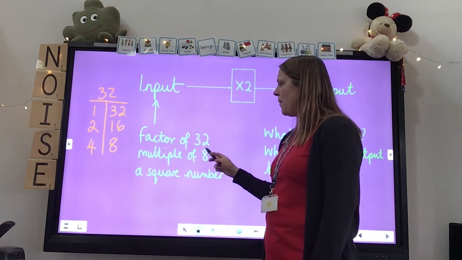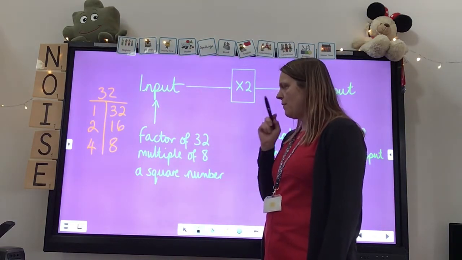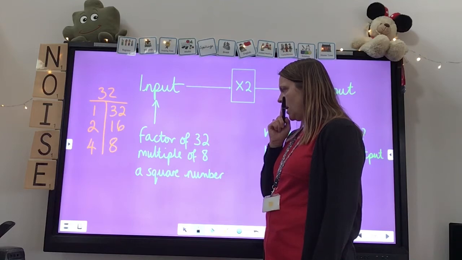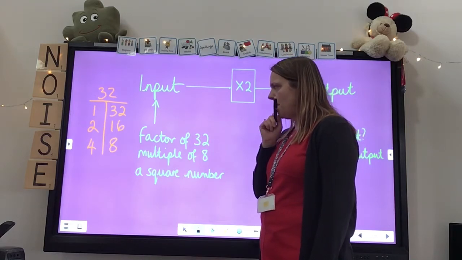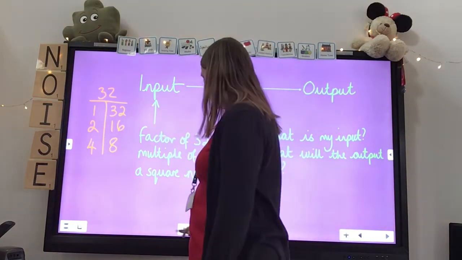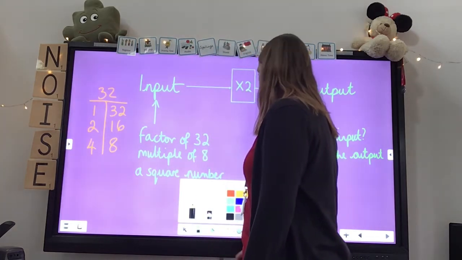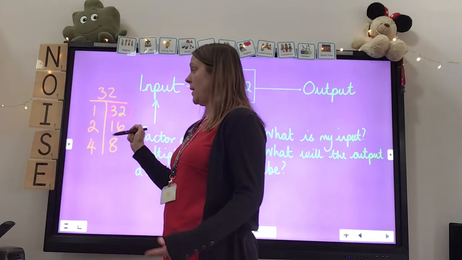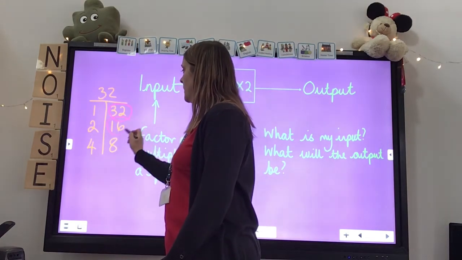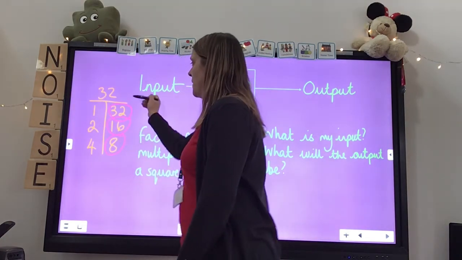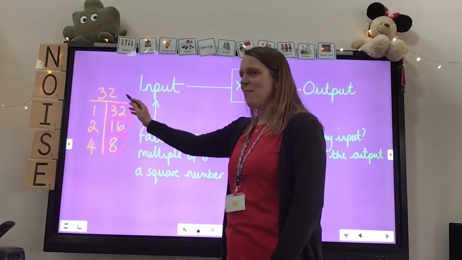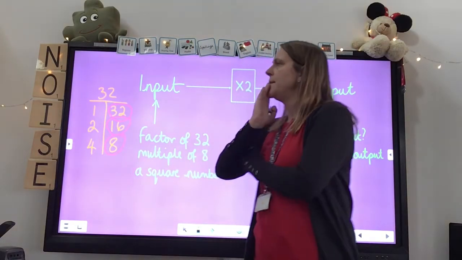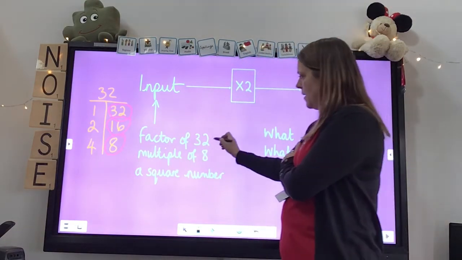I know that my number is a multiple of 8. Okay, so what numbers here out of these factors are multiples of 8? Well, we have 32, isn't it? Because 4 8s are 32, 2 8s are 16, and 1 8 is 8. So I've now got my 3 numbers. I've narrowed it down to those 3 numbers. So I've done that one and that one.